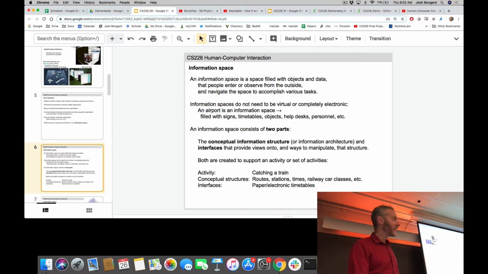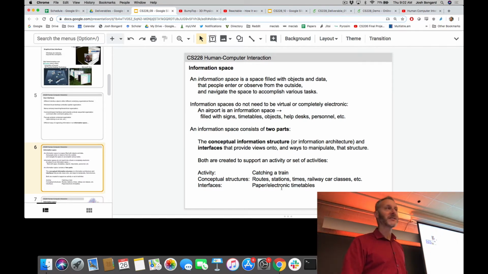So in an information space, either virtual or physical, we have a conceptual information structure. This is sort of like the foundation for the space, and then we have the interface onto it. In the case of supporting an activity like travel, the conceptual structures, the things that make up this information space, are things like routes and stations, times, railway car classes, and so on. Once you have all those conceptual objects, which are obviously going to be relevant for someone who's trying to get from point A to point B, how do you organize that information?